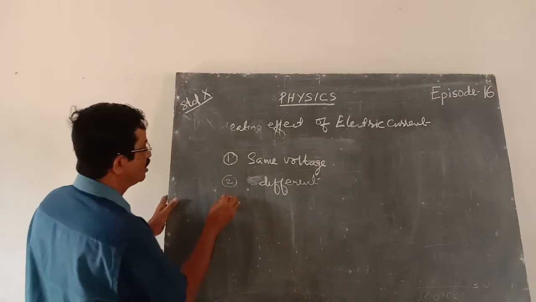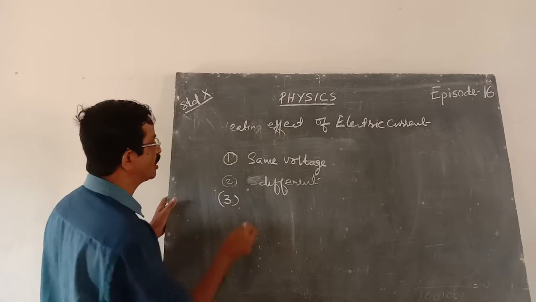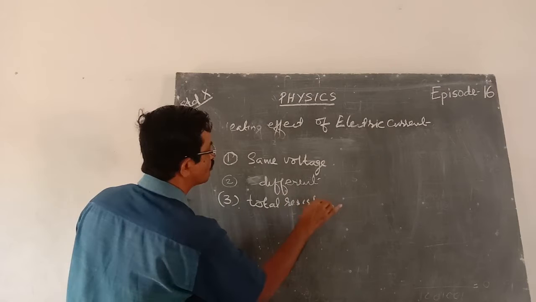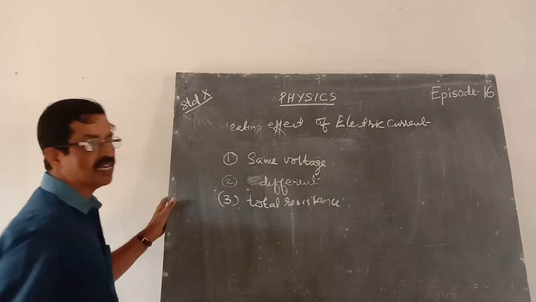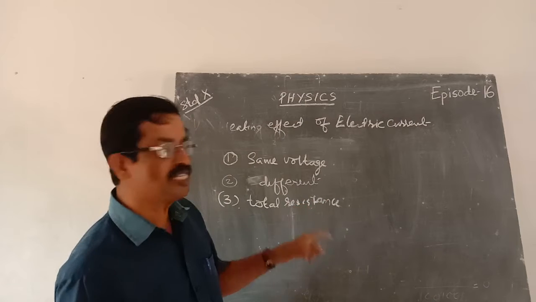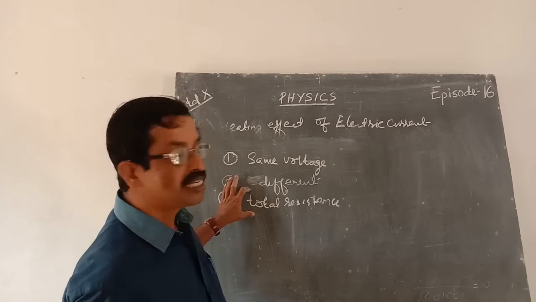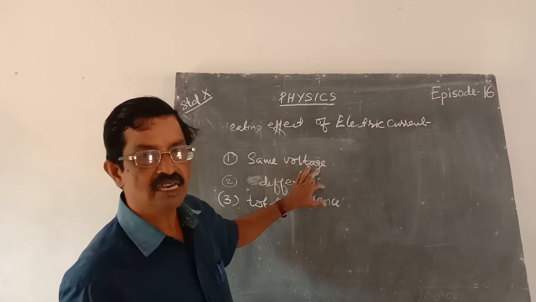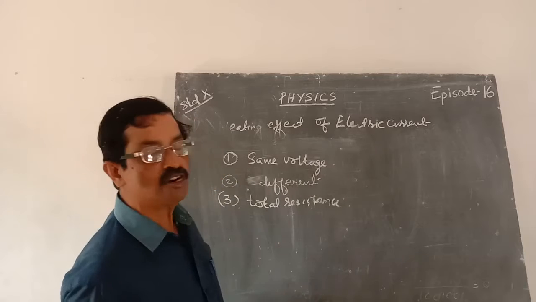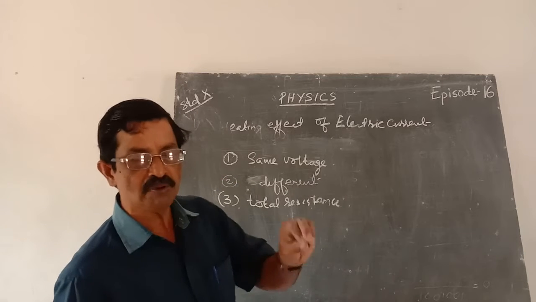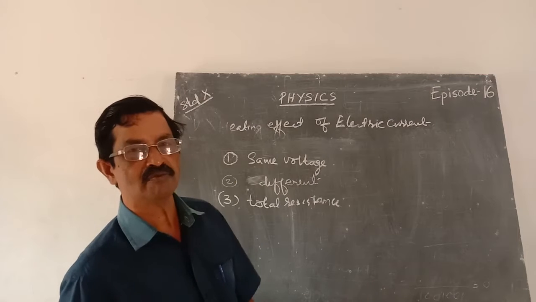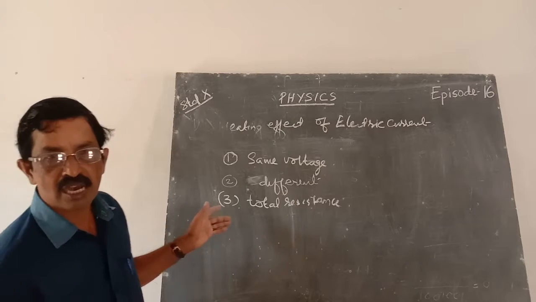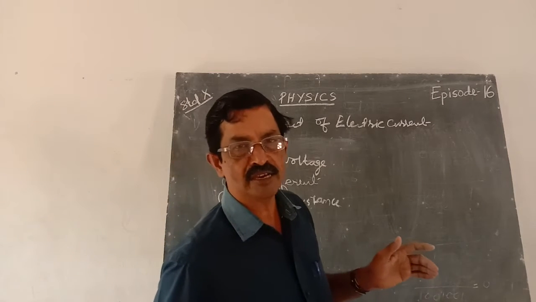Then the third one is the effective resistance. That means we can reduce the total resistance in the circuit by connecting appliances or devices in parallel to the battery. Then we can control each of them: whichever appliance we want to work, only that we can work, and the others we can switch off. These are the advantages of connecting appliances in parallel to a battery.